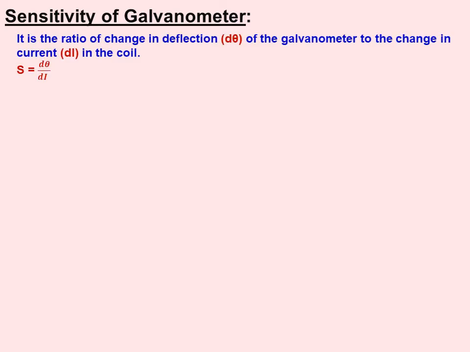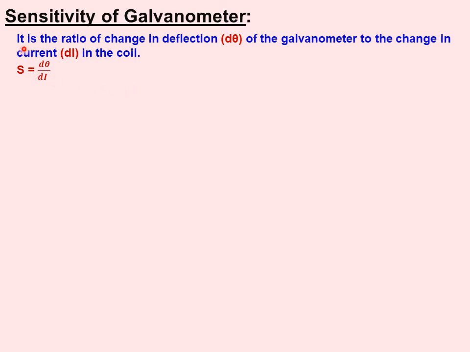Next, sensitivity of galvanometer. In a simple way we can say the galvanometer is said to be sensitive when it produces a large amount of deflection by passing a small amount of current. Means if you give a small amount of current to the galvanometer coil and the galvanometer produces a large amount of deflection, then we can say the galvanometer is very sensitive, isn't it?